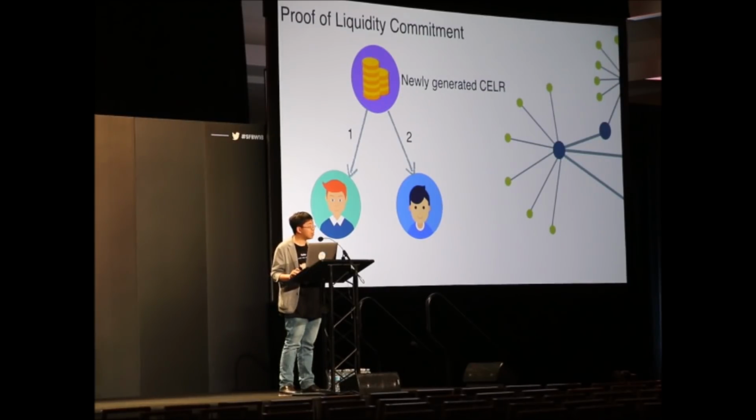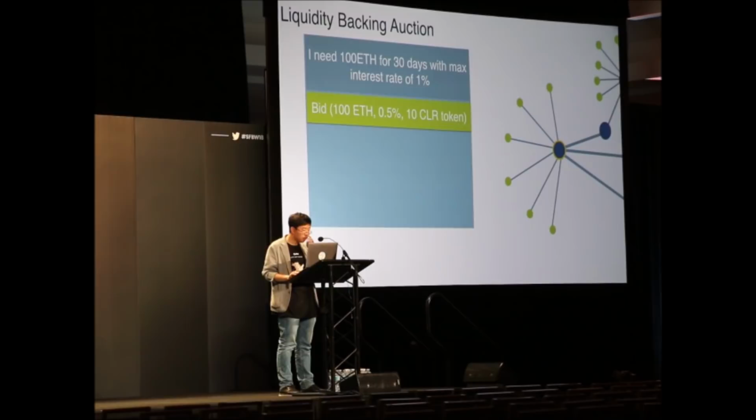And now we have a stable and abundant liquidity pool locked in for Celer. Let's try to use them, right? So to use them, we introduce a mechanism called liquidity backing auction. What liquidity backing auction really is, is a mechanism for the off-chain service provider to crowdsource liquidity.